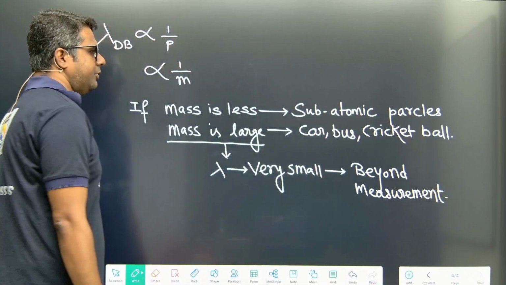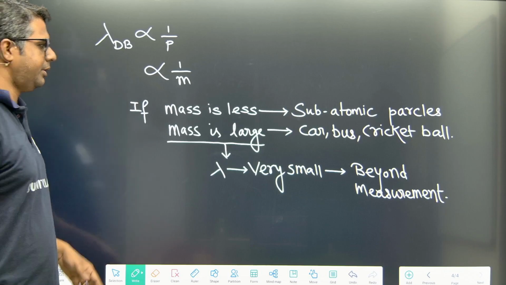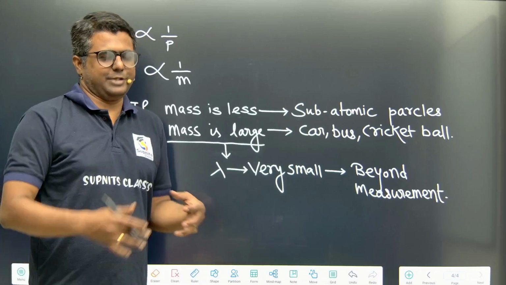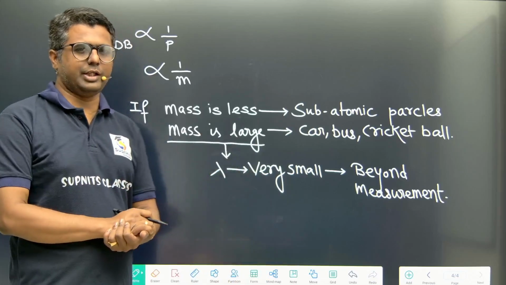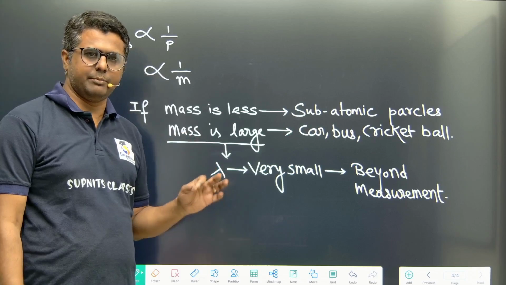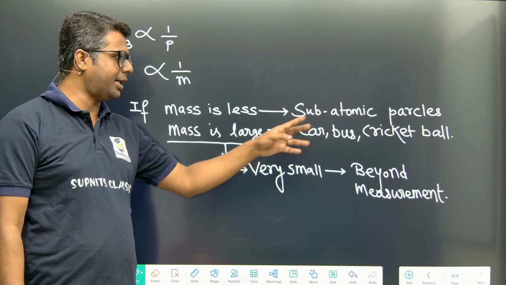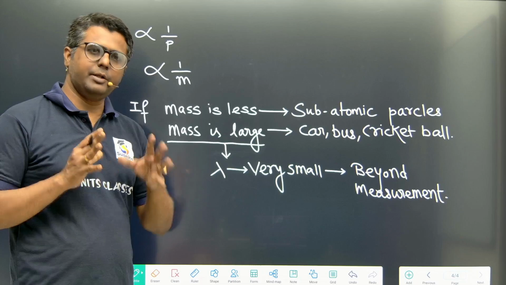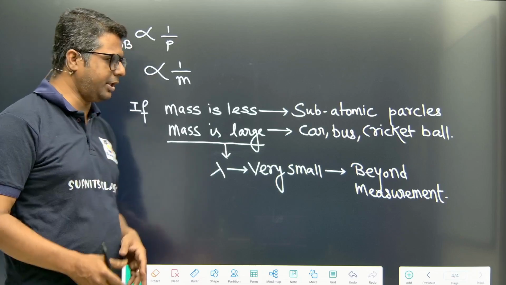Okay, it goes beyond measurement. So as it goes beyond measurement, as we cannot measure the de Broglie wavelength of a large mass, we are not going to consider de Broglie wavelength for a car, bus, cricket ball, this kind of thing. We are going to consider de Broglie wavelength for electron, proton and neutron.